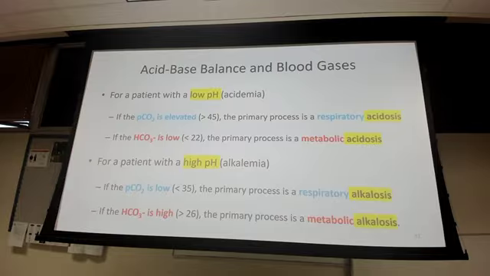Another slide to highlight, star, put a money sign, put some wings, whatever you need to do, okay? Make sure you have this down. Acid-base balance and blood gases, right? So low pH, acidemia, if the PaCO2 is elevated, the primary process is respiratory acidosis. If the bicarbonate is low, think metabolic acidosis. With a patient with a high pH, alkalemia, if PaCO2 is low, this is respiratory alkalosis, and if bicarbonate is high, the primary process is metabolic alkalosis.